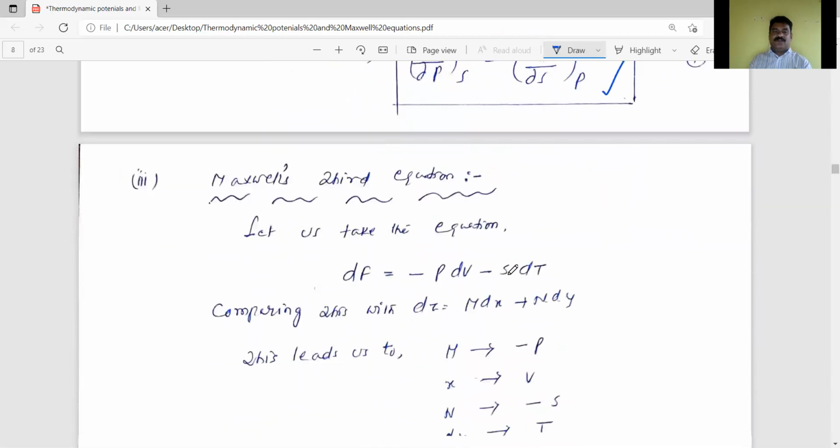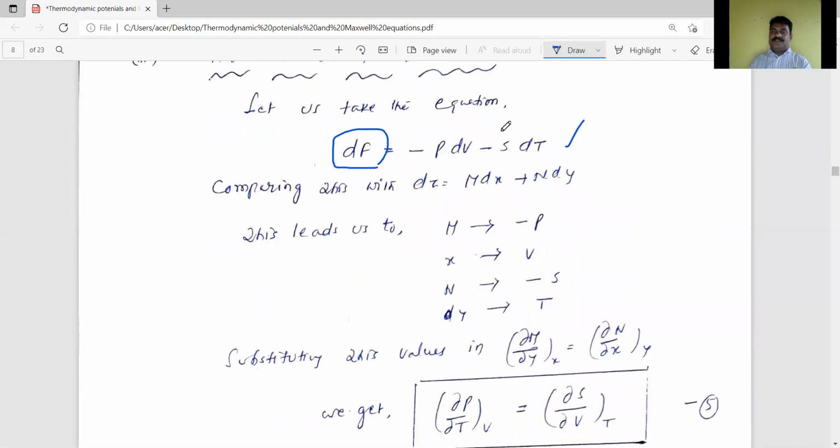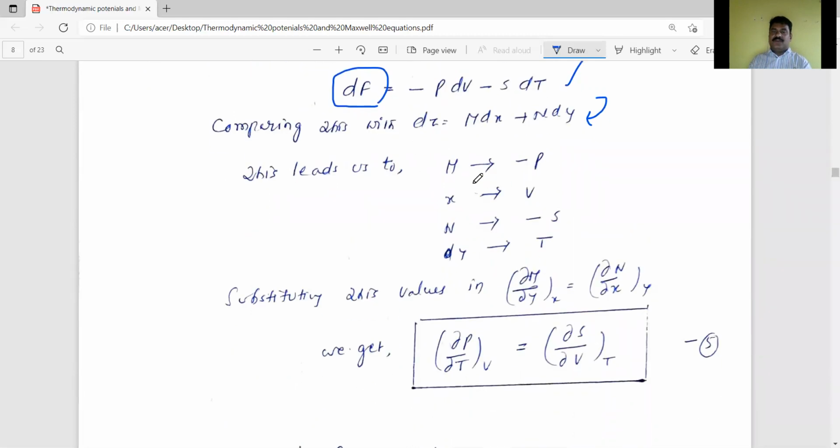Now we have to find out the Maxwell's third equation. How we can find out the Maxwell's third equation? For that, we go for Helmholtz relation. Helmholtz thermodynamic function relation. What is that? D phi equal to minus PdV minus SdT. Okay, now we have to compare this equation again with the equation. What is that equation? Dz equal to mdx plus ndy. So if you compare these variables again, you can get m tends to minus p, x tends to v, n tends to minus s, and y tends to t.